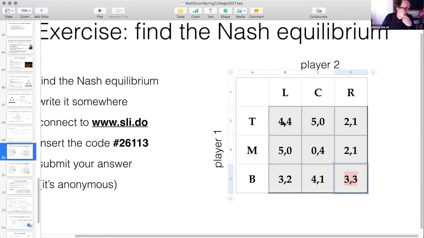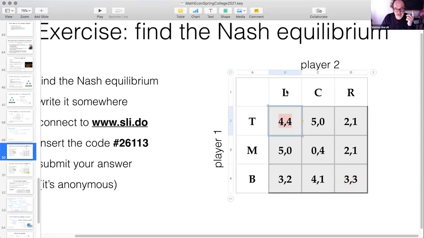Okay, so at least almost the majority of you got it right. Then there was a large part of you, 36%, who said that the Nash equilibrium is this one. But you see that, for example, if player one plays top, the strategy T, then player two would be better off by playing C. Okay, so this is not the best strategy of player two.